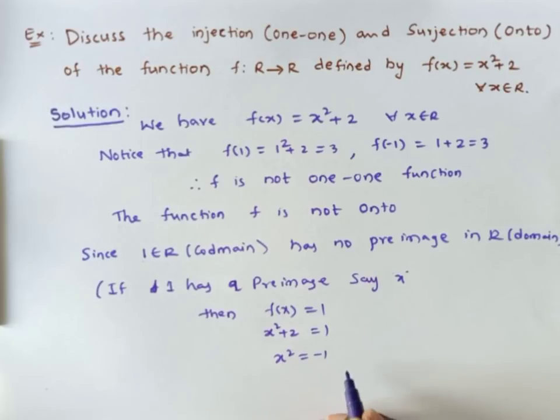Is it possible? This is impossible. For any value of x, x square is never -1. It is always a non-negative thing. So this is not possible. Therefore, the given function f is neither one-one nor onto.